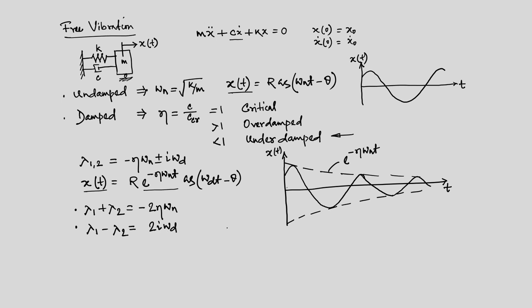Now, if you look at the complex plot, so we have, this is real of lambda and this is imaginary of lambda, then we have omega d marked here. And then this is our minus eta omega n, and the root in the complex plane will lie here. So, this is our lambda 1 and this is our lambda 2.